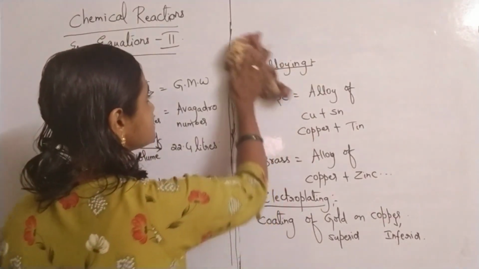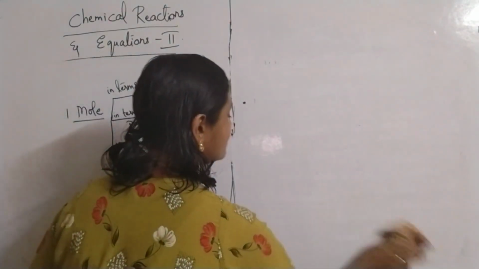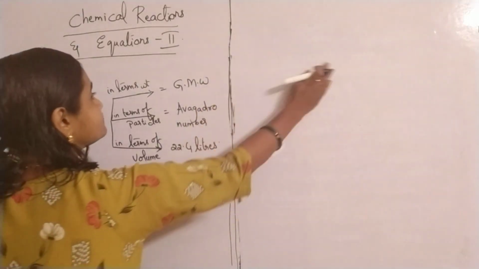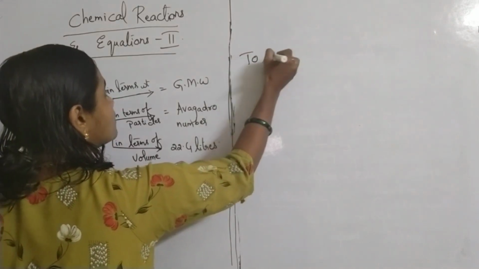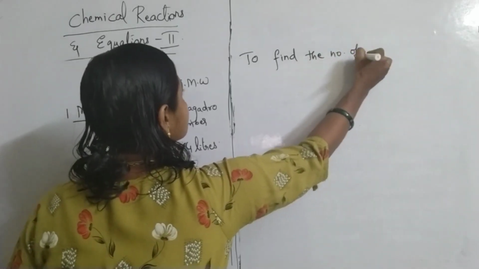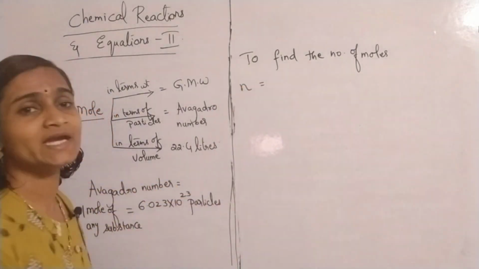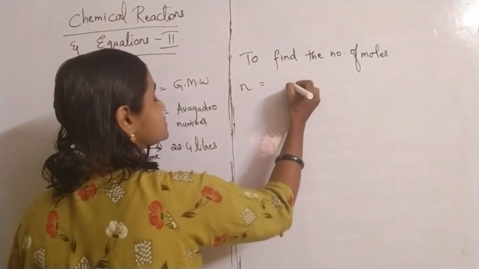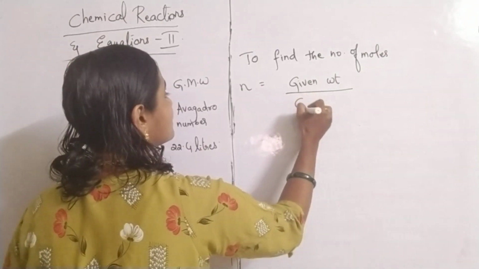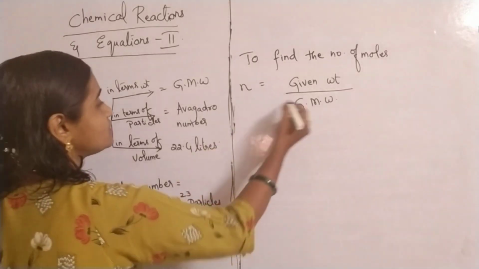It is just introduced. And there is a small formula to find the number of moles of a given compound. To find the number of moles, what formula do we have? The number of moles, denoted by the letter small n, is equal to given weight by gram molecular weight. Given weight of any substance divided by the gram molecular weight of the substance gives you the number of moles.